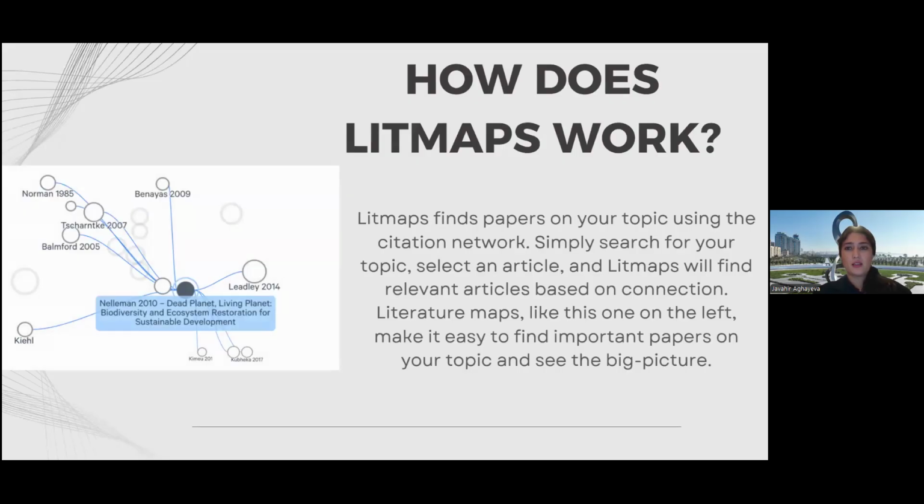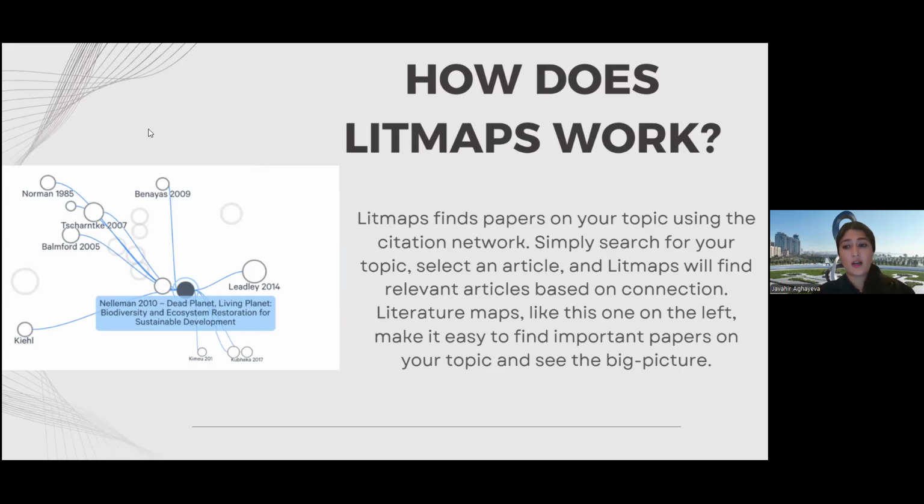So coming to the other point, I would like to identify how it works. Of course, as you see here, I have given the picture, and Lit Maps finds papers according to your topic and uses this citation network. A very simple way to search for selective articles. And as I said before, this is a great way for research maps.